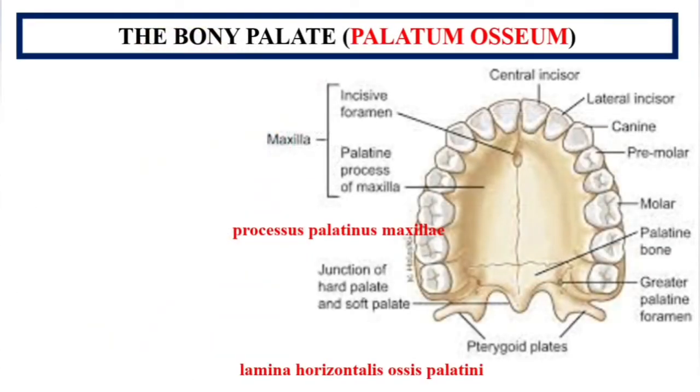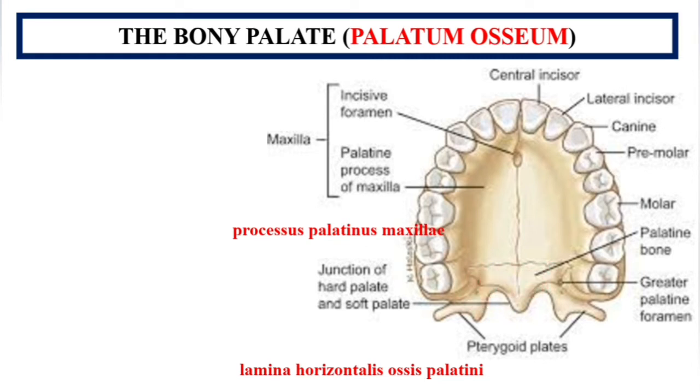I told you the anterior part is mainly the bony palate, or palatum osseum, right? You can see here this bony palate is formed by the palatine processes of the maxilla, processus palatinus maxillae, and the horizontal plate of the palatine bone, lamina horizontalis palatini here.